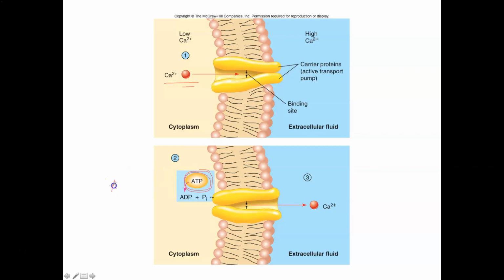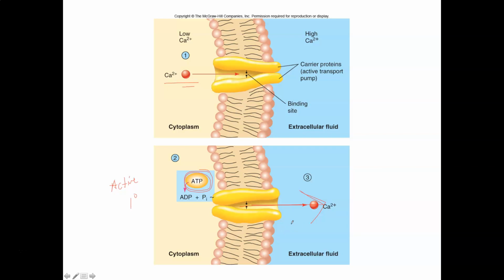So it's active transport. And what kind of active transport is it? It's primary active transport because the energy is being utilized directly by the carrier protein. And what this carrier protein does is it pumps calcium from inside of the cell to the outside of the cell. So we have calcium moving from the intracellular fluid to the extracellular fluid.